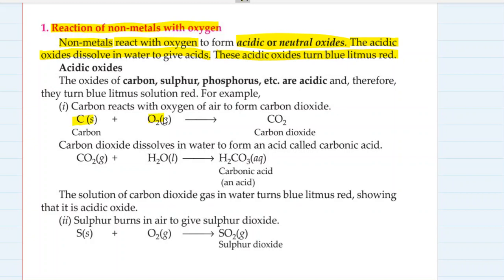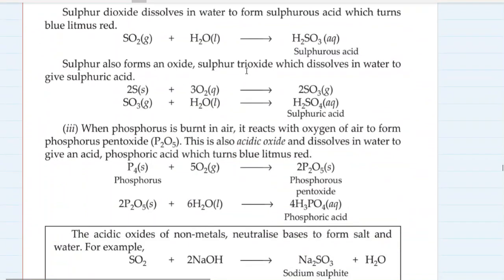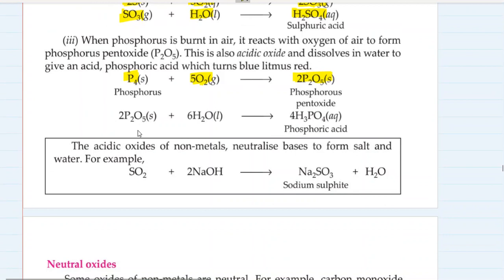So carbon reacts with oxygen to form carbon dioxide. Carbon dioxide further dissolves in water to form carbonic acid, which we have seen is a weak acid, and it is a part of your soft drinks, aerated drinks. Sulfur burns in oxygen to form sulfur dioxide. This sulfur dioxide, when it dissolves in water, forms sulfurous acid, H2SO3. Sulfur also forms an oxide, sulfur trioxide, with oxygen in special cases, which dissolves in water to form sulfuric acid. Phosphorus, when it reacts with oxygen, forms phosphorus pentoxide. This phosphorus pentoxide dissolves in water to form phosphoric acid.